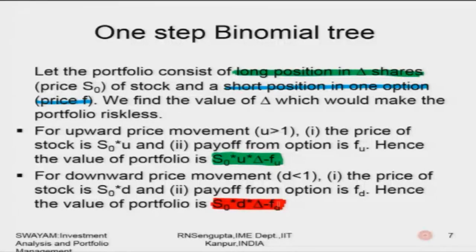So, S naught remains the same for both the cases because that was the initial price, and the increase and the decrease are given by u and d. The value of the portfolio in the first case would decrease by a value of f_u, so that is why it is minus. And in the second case, it will decrease by the value of f_d, hence it is minus.